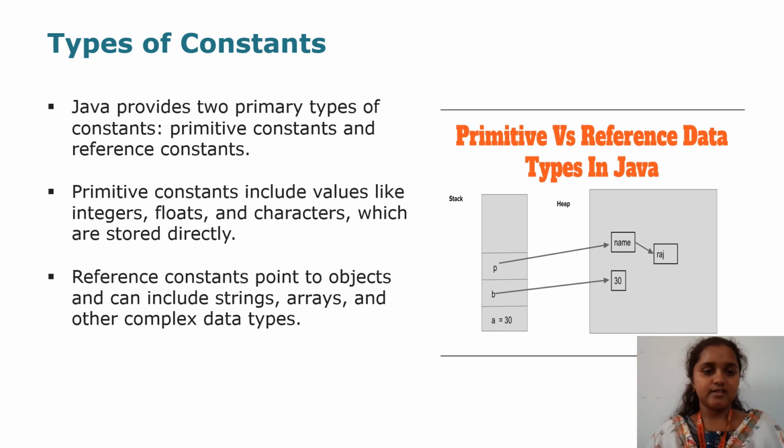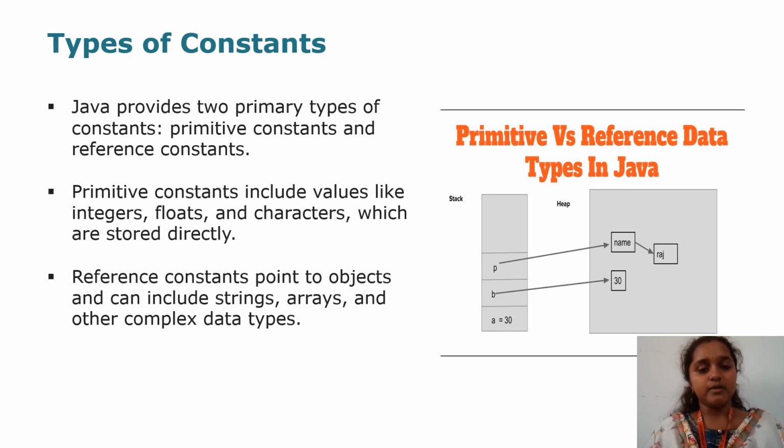Types of constants. Java provides two types of constants. Those are primitive constants and reference constants. Primitive constants include values like integers, floats, and characters, which are stored directly. Whereas reference constants point to an object and can include strings, arrays, and other complex data types.